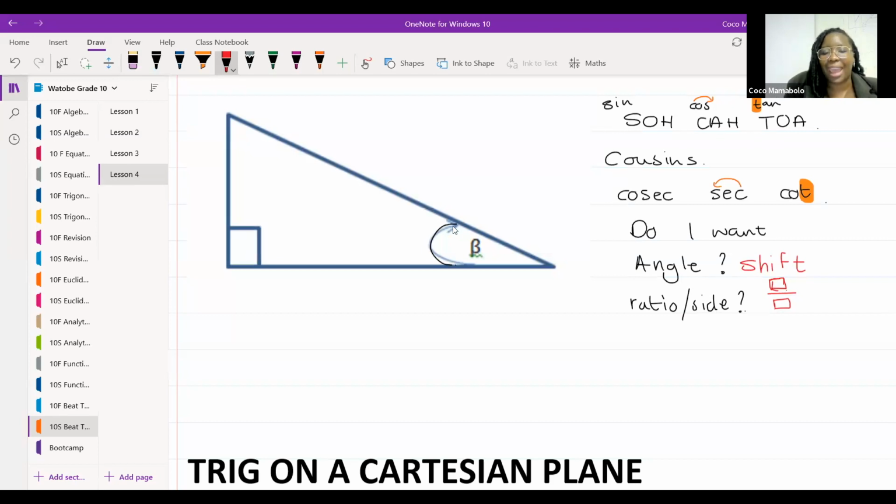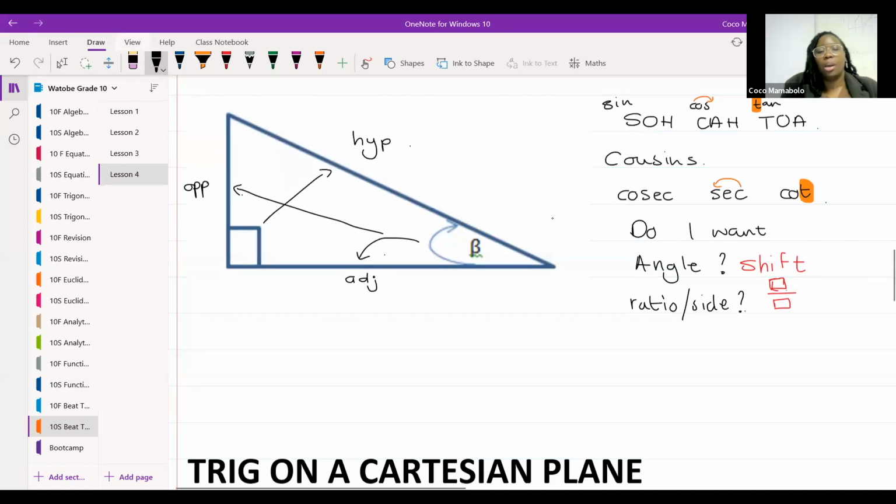Now, if this is my angle beta, what do we call this side in relation to beta? That's it, Anna. Amazing. It's the adjacent side. This is the adjacent. And what about that side? Good. That's the opposite. And this side that is always opposite my right angle is my hypotenuse.